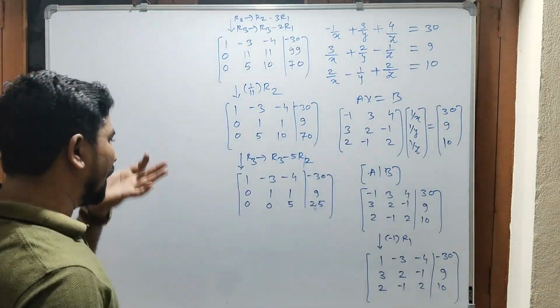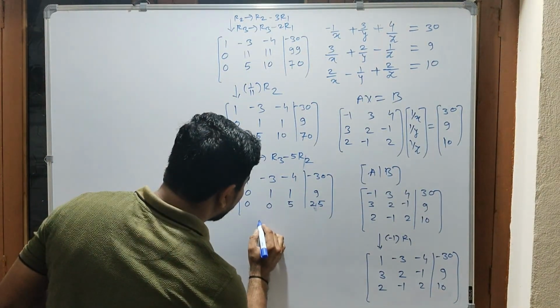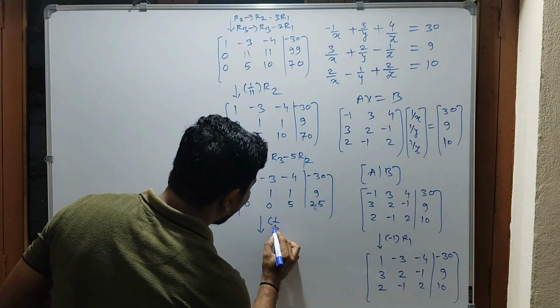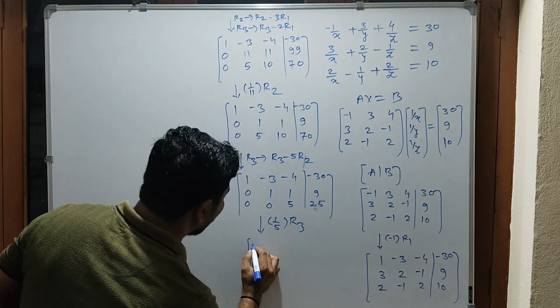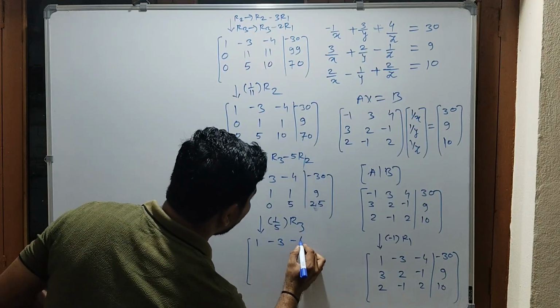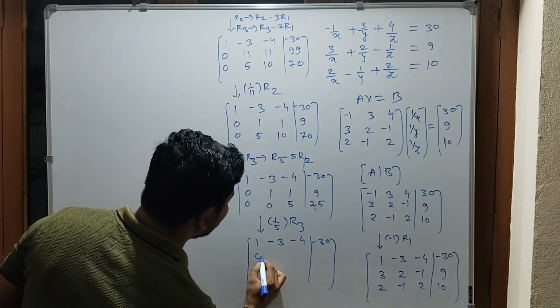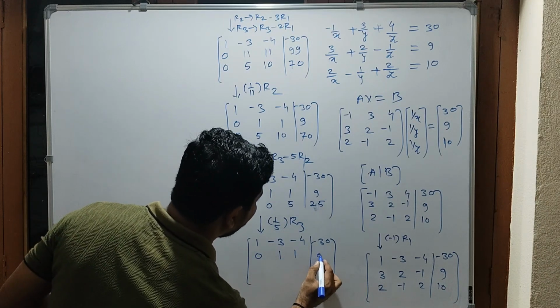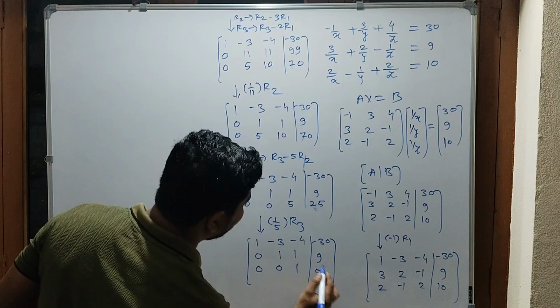Now I want to convert this 5 into 1. Here I am applying the elementary row operation 1 by 5 times R3. Here I get the resultant matrix as 1, minus 3, minus 4, minus 30. Now second row 0, 1, 1, 9. Here this is 0, 0, 1, and this is 5.